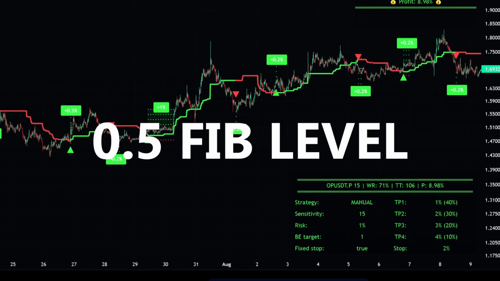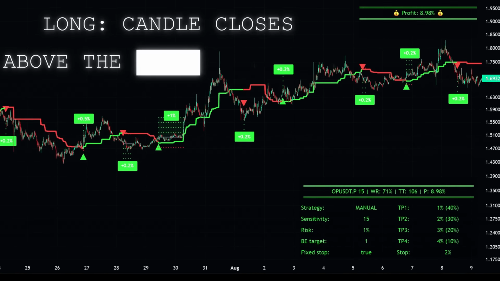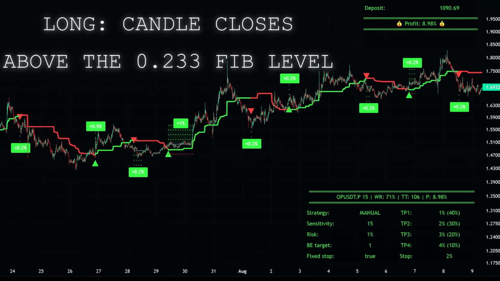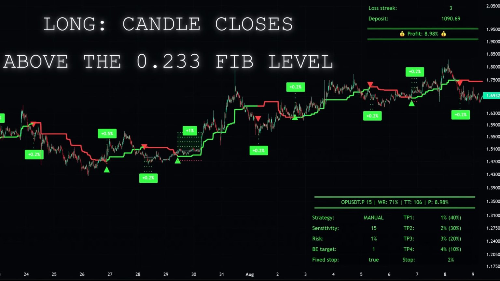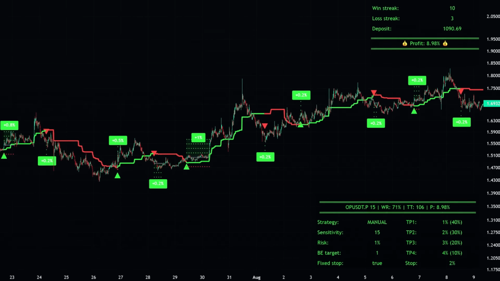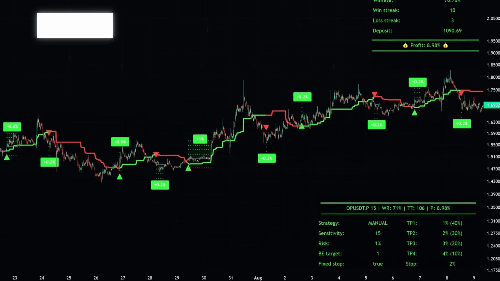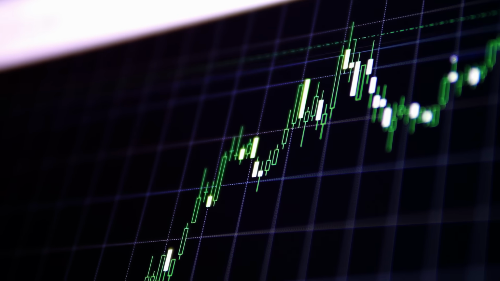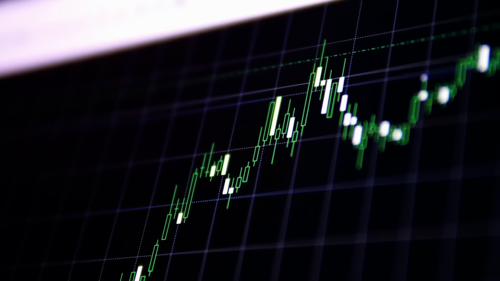Think of it as a trend detector. It uses the 0.5 Fibonacci level over a specific period to define the trend. When a candle closes above the 0.233, it hints at a potential long trend. And if it closes below the 0.786, that signals a short trend. I know, it might sound a bit technical, but here's the cool part. You can see it happen visually on the chart.